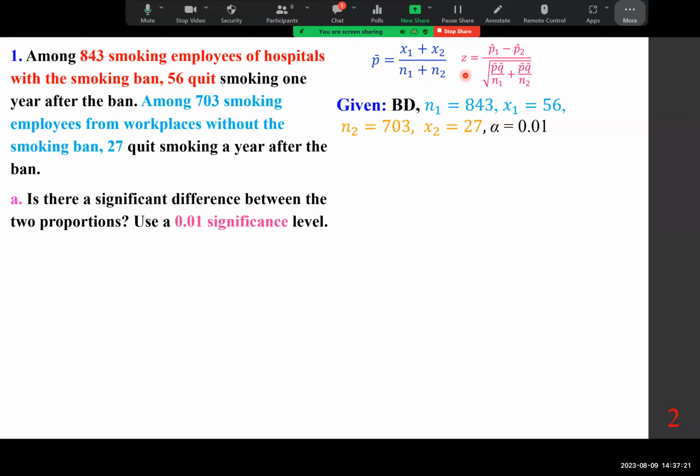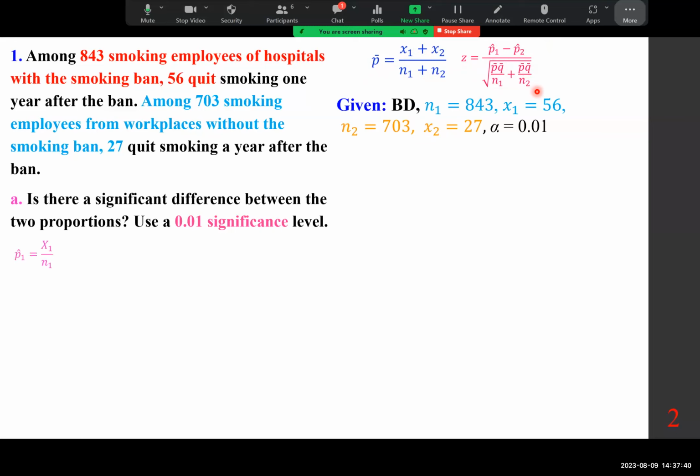The z-score is similar to the z-score for a binomial distribution with one sample. It's similar. P1 hat minus P2 hat, over the square root of P bar Q bar over N1 plus P bar Q bar over N sub 2. Those are the formulas available to you in the formula sheet.